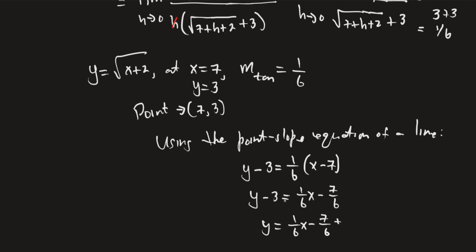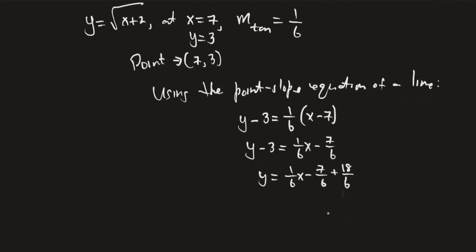Now 3 over 1 is the same as 18 over 6. So just getting that common denominator so I can add these two fractions. So here is the slope-intercept form of the equation of the tangent line. So 1/6 x, negative 7 plus 18 gives me a positive 11 over 6, right? So all of these are equivalent, so depending on what your instructions are, you could leave it in this form, or you could leave it in the y equals mx plus b form.